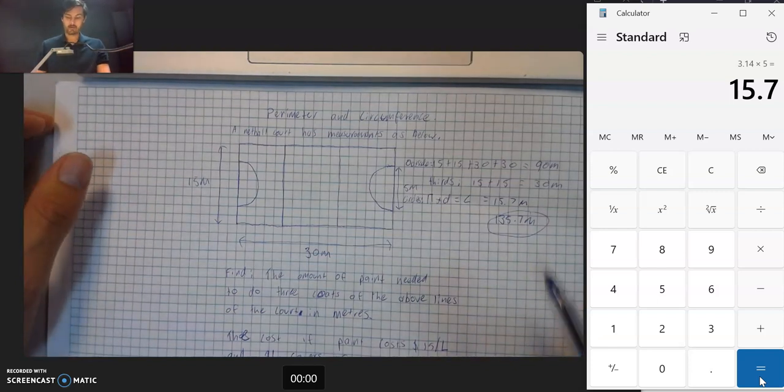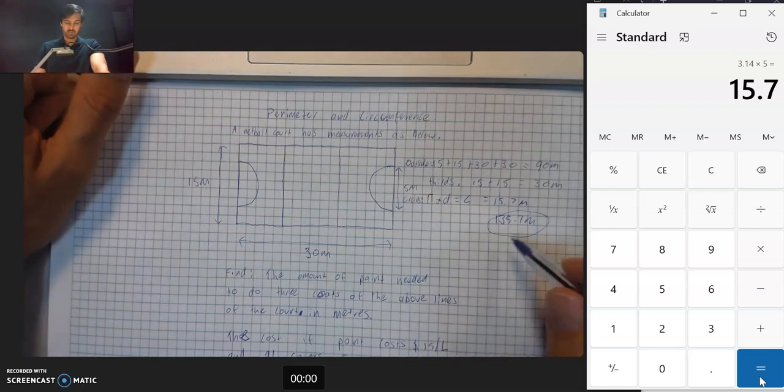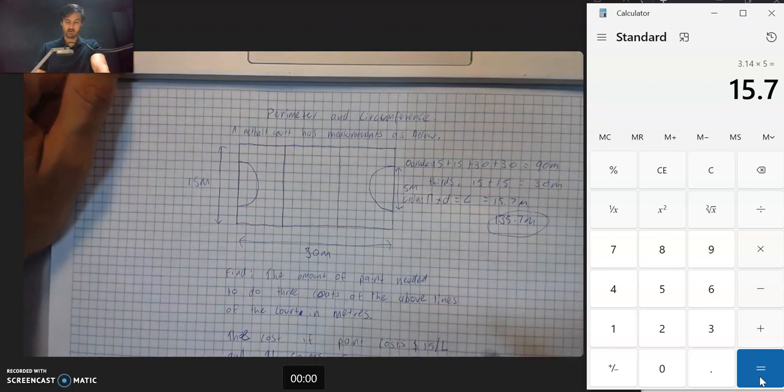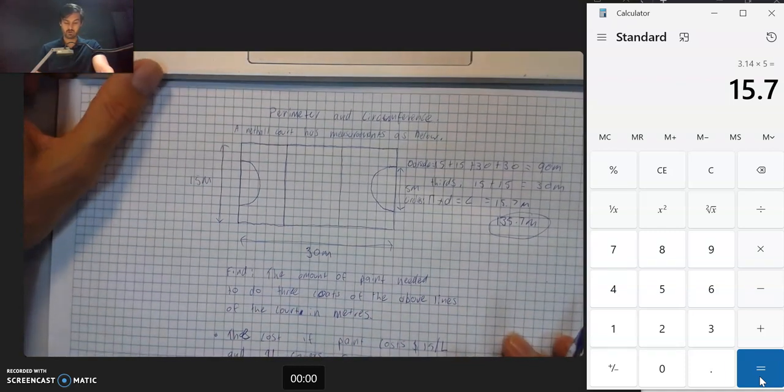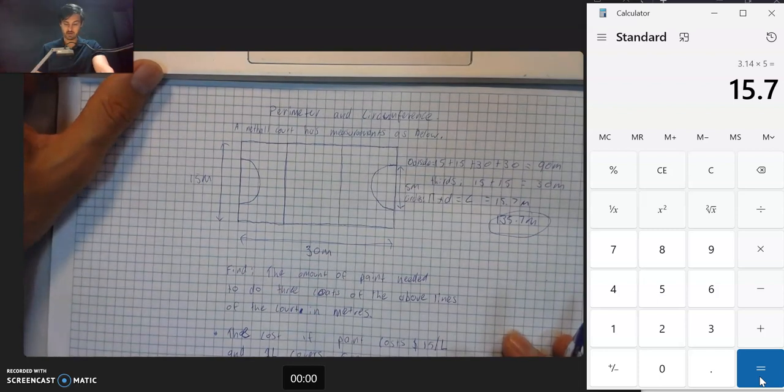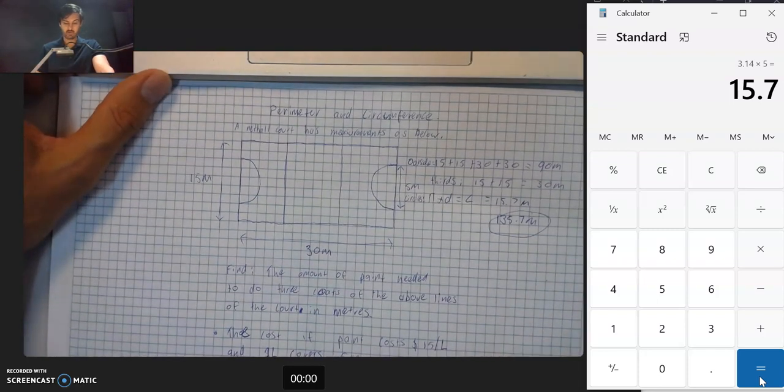So we've got 135.7 meters. Now, we know that we want to find the amount of paint needed to do 3 coats of the above line of the court in meters. Now, down here, we're then told that the cost of the paint is $15 per litre, and that 1 litre covers 5 meters.